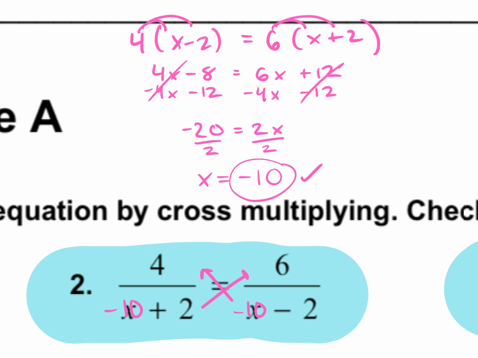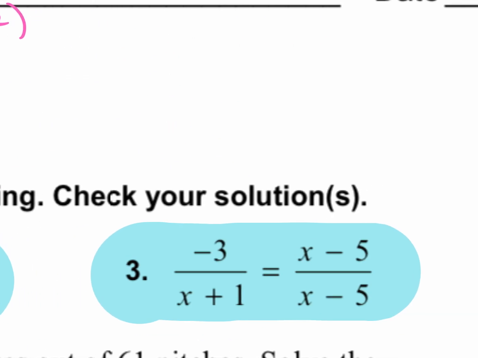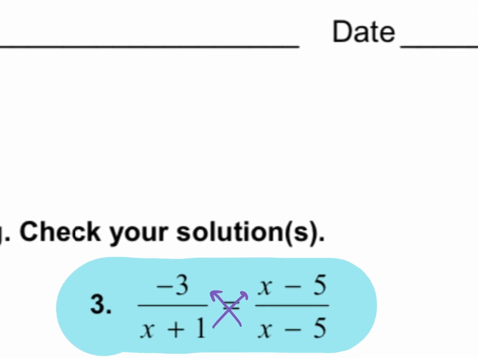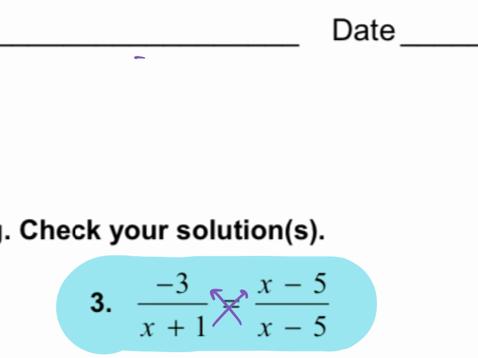Questions here? Let's do number 3. So when we have a fraction equals a fraction, what would we do to solve? Cross multiply. So we have negative 3 times x minus 5 is equal to x plus 1 times x minus 5.